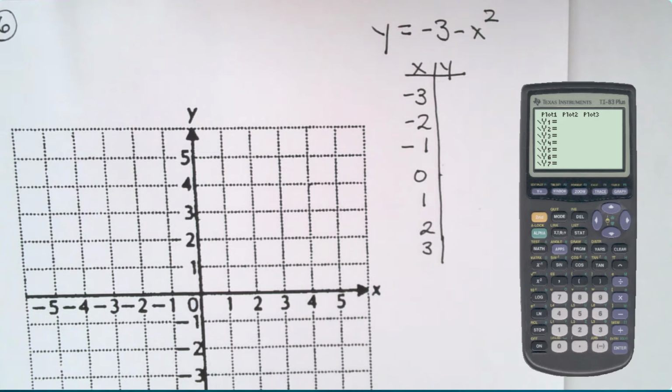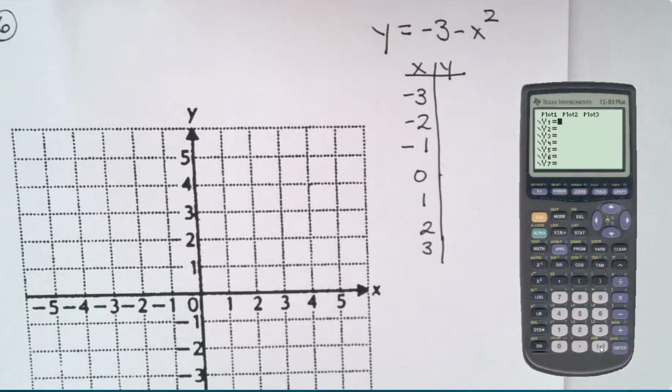I'm going to graph a couple of problems with the graphing calculator. So our first one is -3 minus x squared. You turn your calculator on and you go under y equals. You have to have it in this form, otherwise it can't go into the graphing calculator.